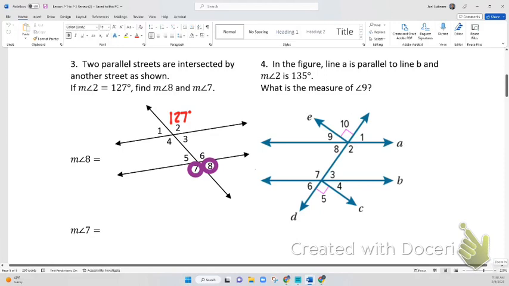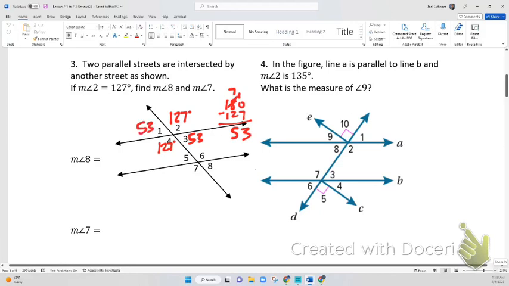A lot of different ways of doing this, completely up to you. I'm going to show you the long way and the short way. The long way is you go angle 2 is 127, angle 4 is also 127 because these are called vertical angles, okay? And then to find 1 and 3, you just simply do 180 minus 127. And that gives you 53. This gives you a 53.